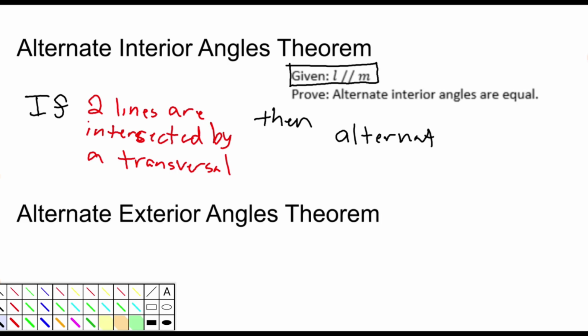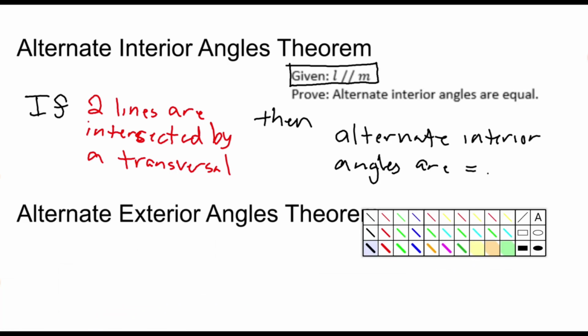alternate interior angles are equal. Perfect. Okay, and that's it. That's what we're trying to do. So now, from now on, whenever you see parallel lines, you can look at the alternate interior angles and you should know that they are going to be equal every single time.